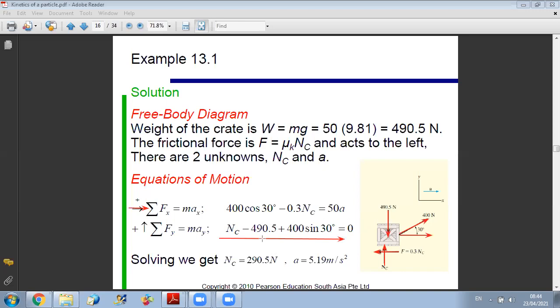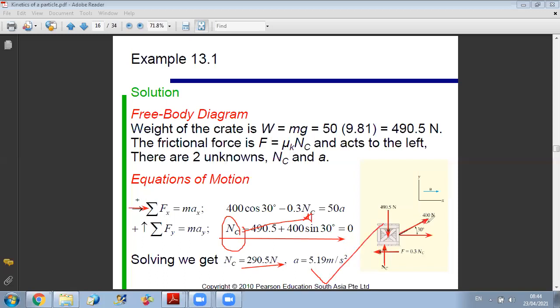Here they use g equal to 9.81, so they will just have a small difference in value. They got 290.5 instead of 300. In general, in exams, use 10, okay, because it will facilitate calculations for you. So once we find N, we can replace it back into the first relation, and then we can get the acceleration.